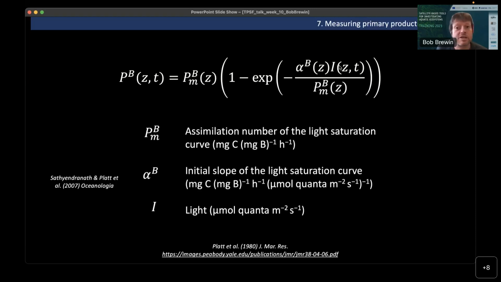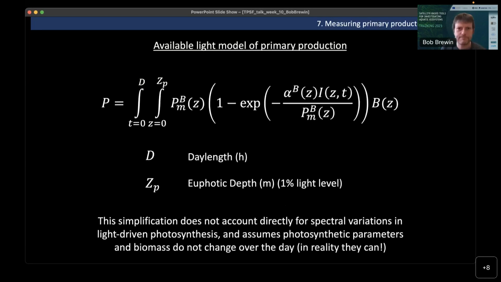Now, of course, we could look at spectral variations in light. So if we had a spectral primary production model, these two parameters would also be wavelength dependent, but we're keeping things simple here. So we're dealing with light in the form of PAR, photosynthetically available radiation, so light integrated over the visible part of the spectrum.